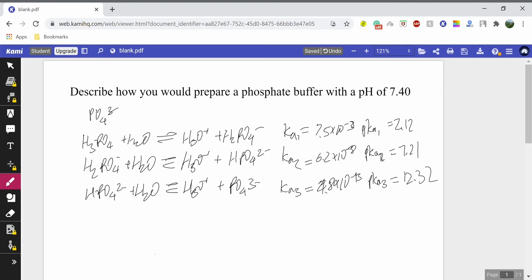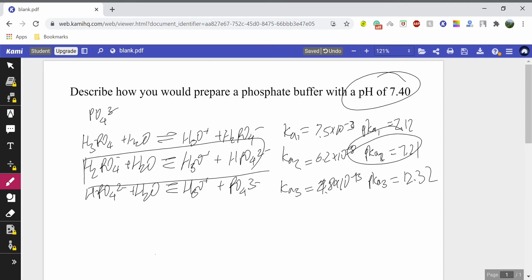Now, which one do you use? We're going to look at our pKa's. We're going to use the one that is closest to our pH. Our pH is 7.4, so the pKa that is closest to 7.4 is pKa2. So this is the equation that we're going to be using.